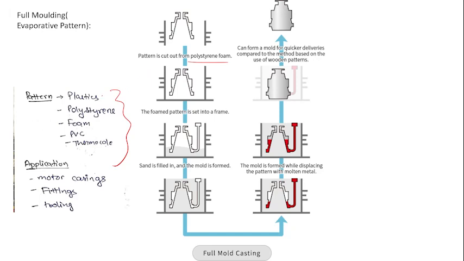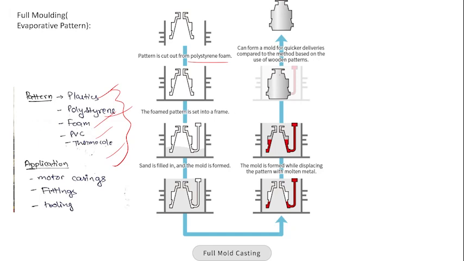One pattern will be cut from plastics or polystyrene, foam, PVC or thermocol material. Then that pattern will be set into the frame, whatever the required frame, whatever you want to cast, you will set that into the frame. Then you will displace the pattern with the molten metal. That means when you pour your molten metal, your pattern will be evaporated.